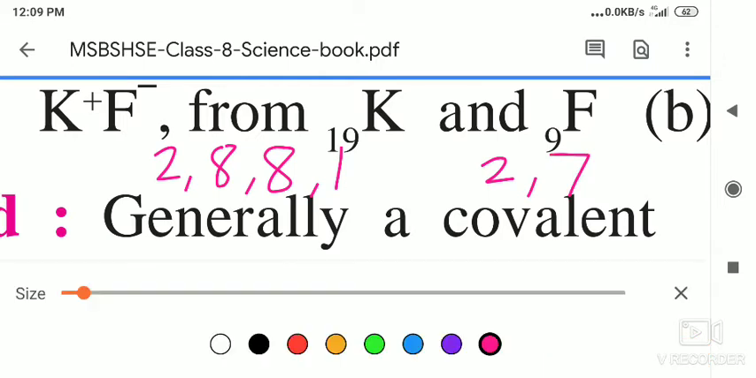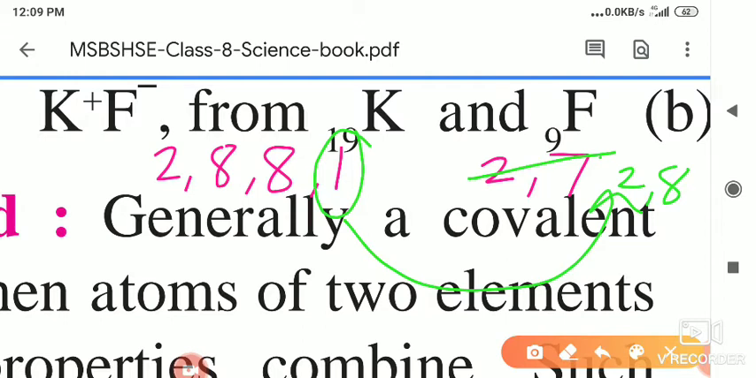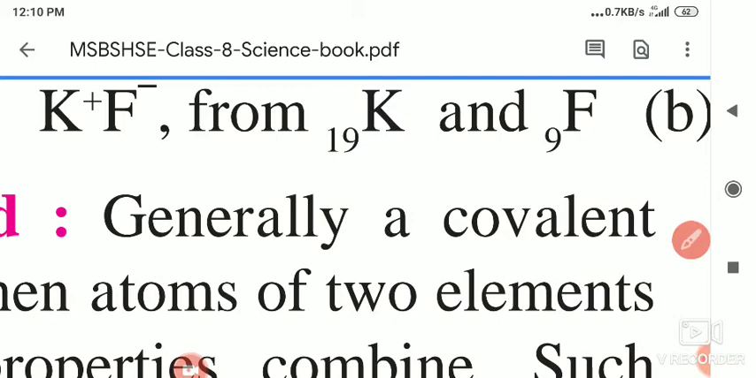So what happens here? Potassium donates this electron to the fluorine, and it now contains how many electrons? 2 and 8. This is the formation of potassium fluoride, and this is the electronic configuration. If you have to show this in diagrammatic form, I have shown you the electronic configuration, and the diagrammatic form I will also show you.